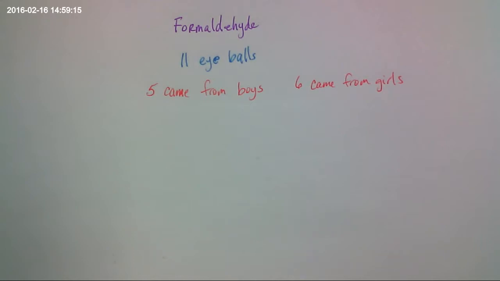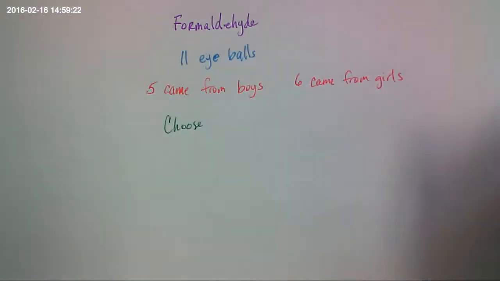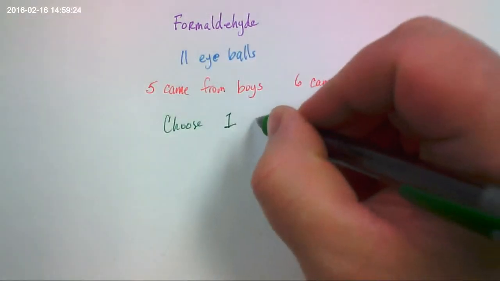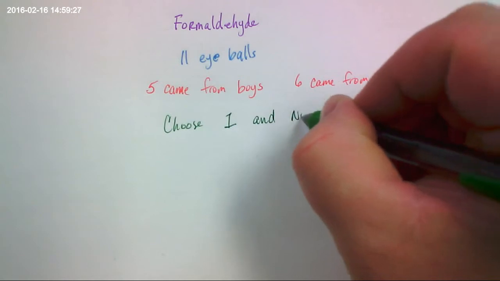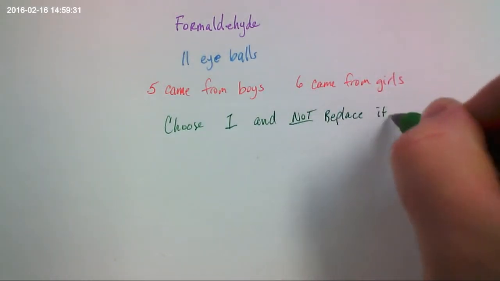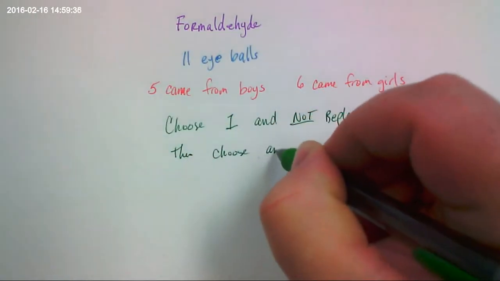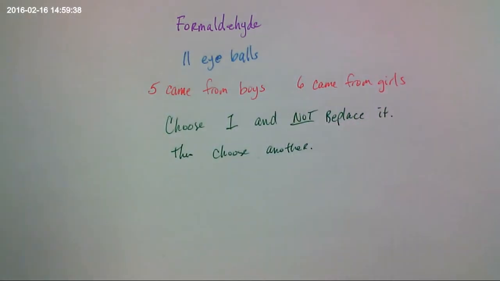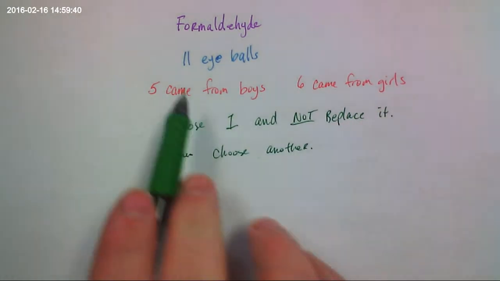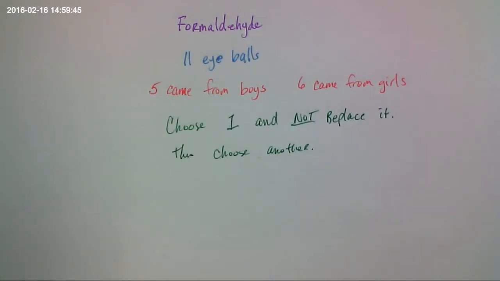All right. Now, here's the experiment we're going to do. You're going to choose an eyeball and not replace it. Then you pick another. You had an eye on you. That's what the kid that got away could say: I got an eye on you.